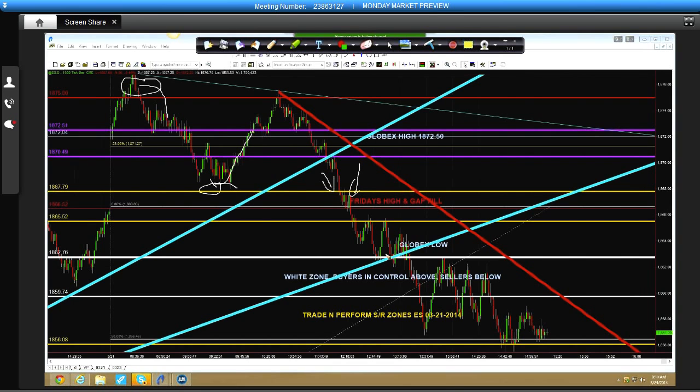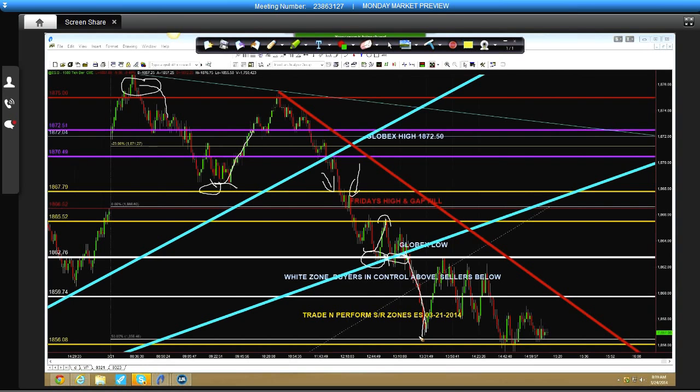Second touch of the zone, broke. First touch of the zone right here, rotation higher for 2 points. Even on a straight down day, right? You achieve your 2 points. Second touch of the zone right here, they try to hold it. It flushed. We came down. We almost hit the zone below.